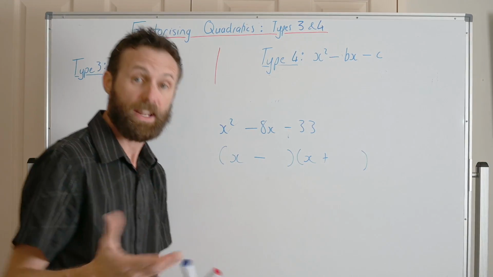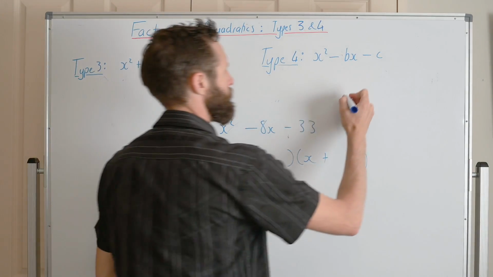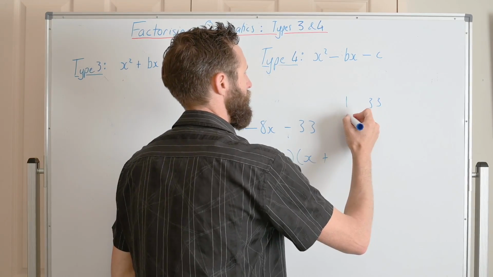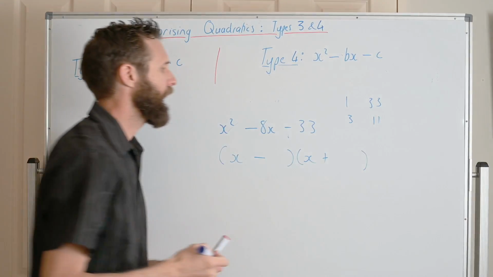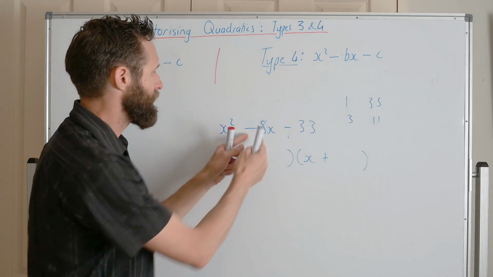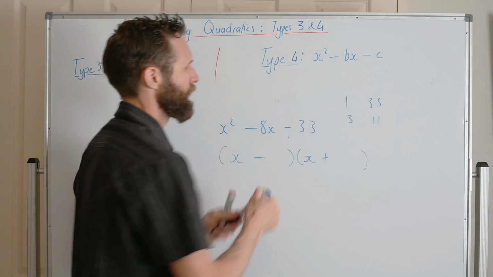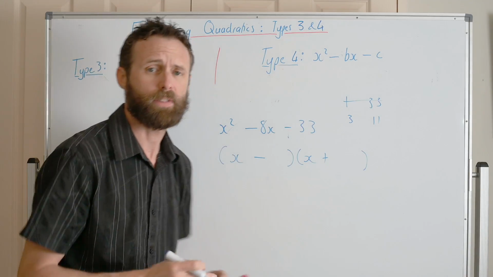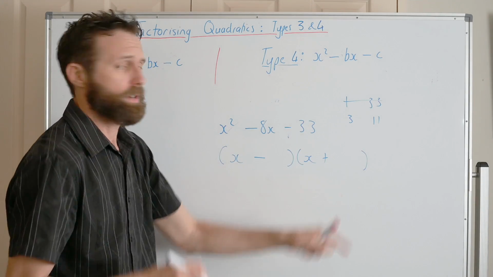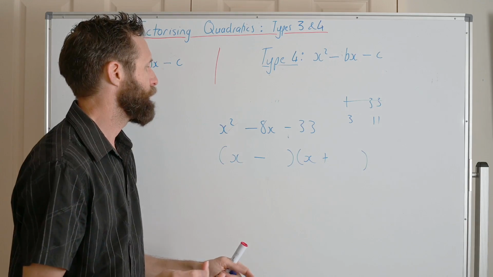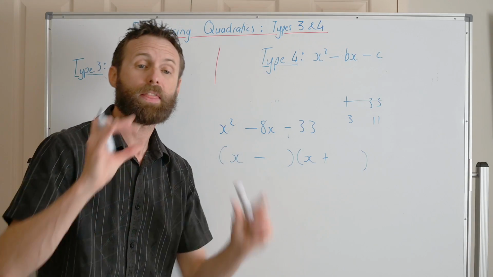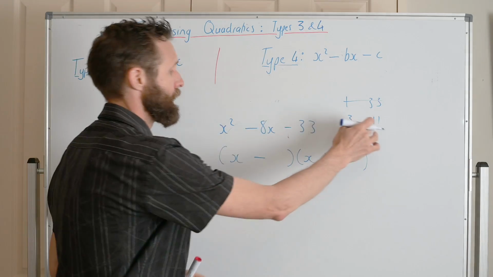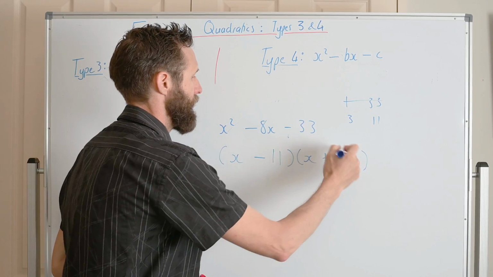Now we look at the factors of 33. What are our factors of 33? 1 and 33, and 3 and 11, and we've got to get a difference of 8 between them. So you can rule out 1 and 33, that's never going to work. 3 and 11, there's a difference of 8 between them. Now we need a negative 8, which means that the bigger number has to be negative. So we're going to have a negative 11 and a positive 3.